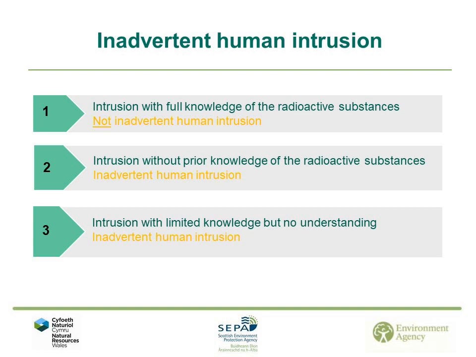We do not require operators to consider intrusions of the first category, because a society that preserves full knowledge of a former nuclear site will understand the hazards and be capable of exercising proper control over that site. Operators should consider the second and third of these categories, which we regard as inadvertent human intrusion. Examples of the second category might be exploratory drilling or excavations during redevelopment of a site. An example of the third category might be an archaeological investigation.